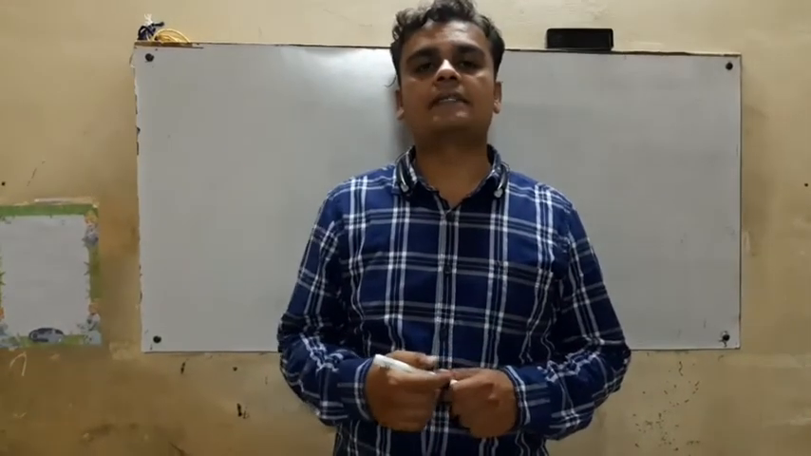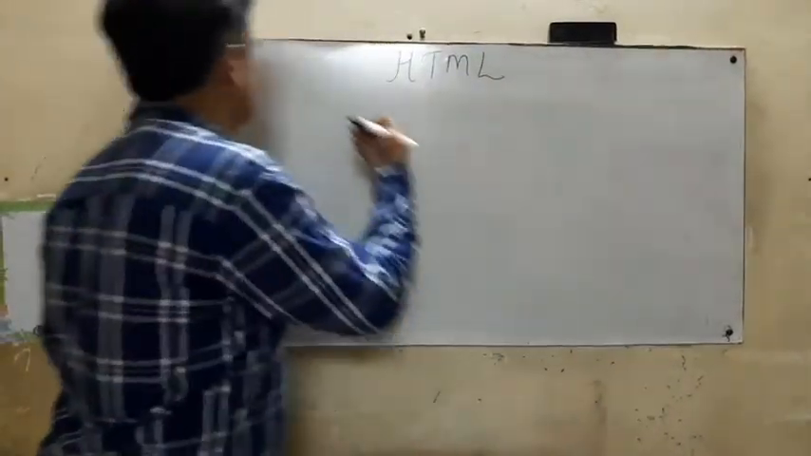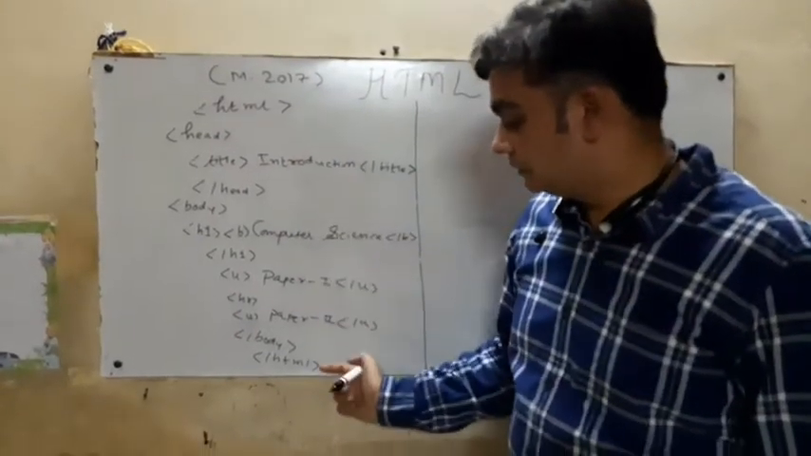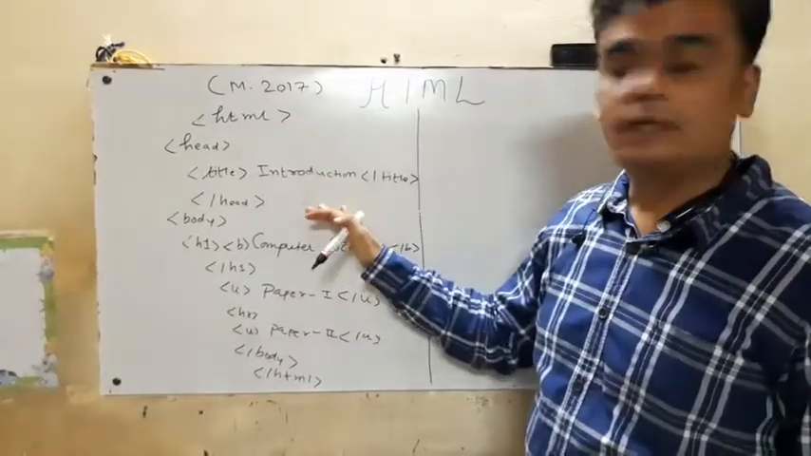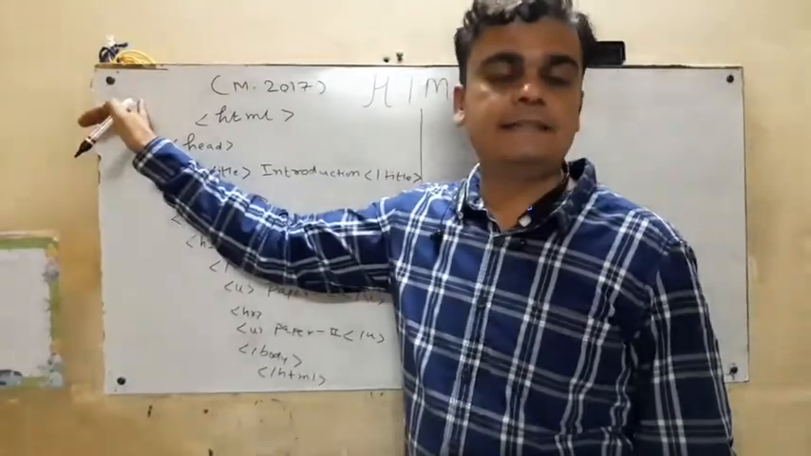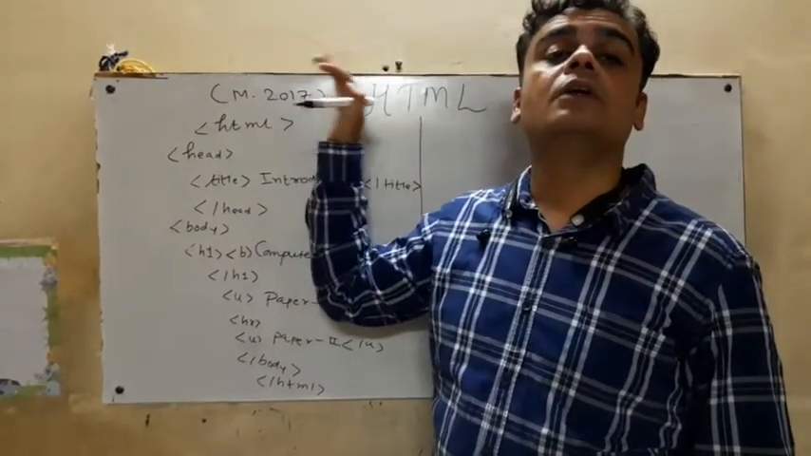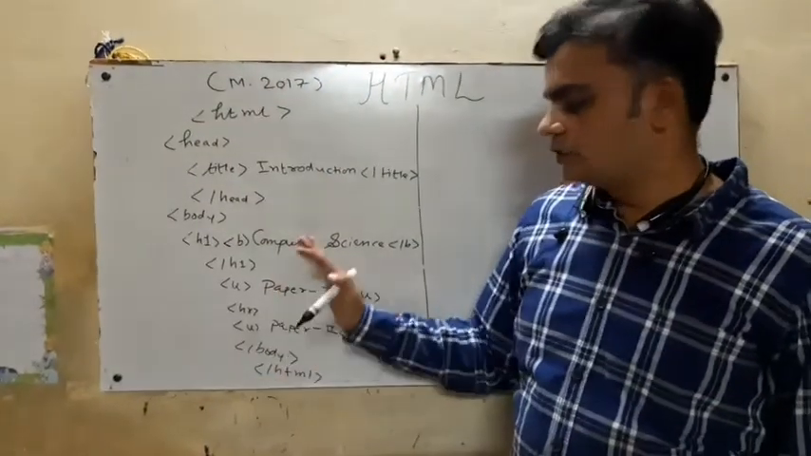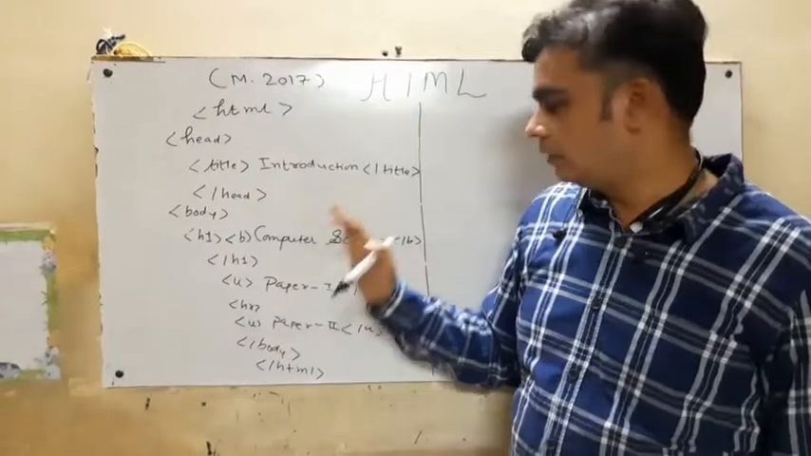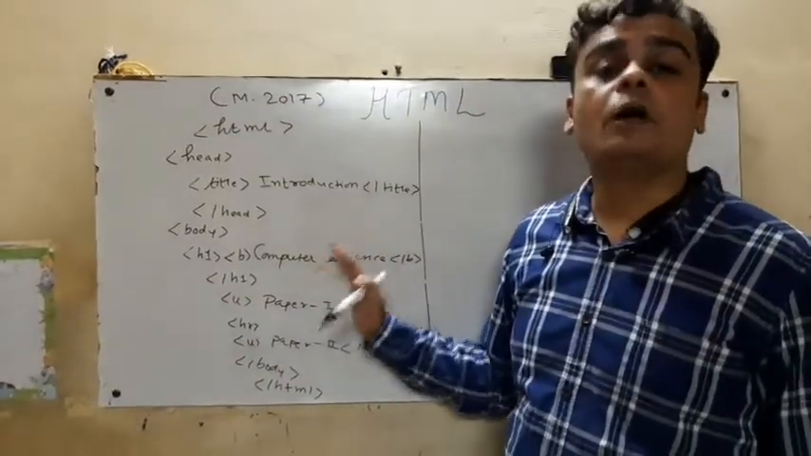That question was asked in March 2017 for 5 marks, and the question is: write the exact output of the following HTML code and also write down the font specification in bracket. So this is the program, which is already given in your question paper. Now what is our job? We have to draw its proper output.